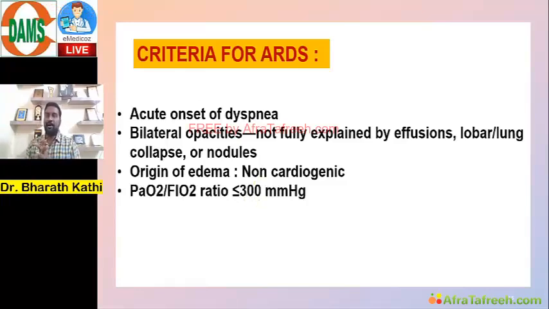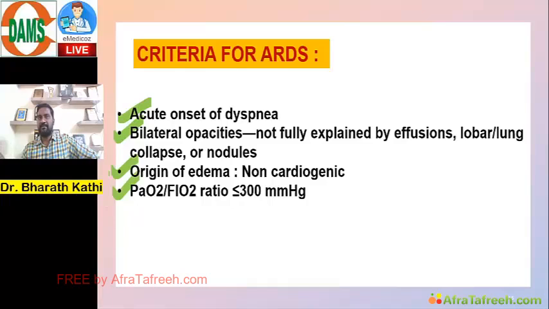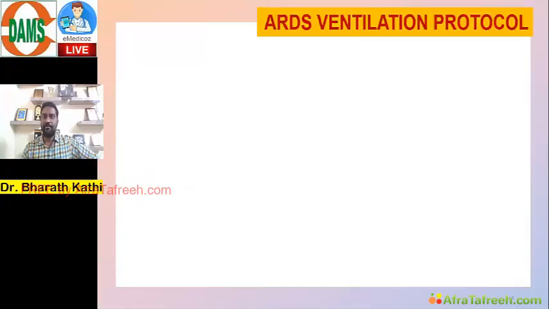You must be able to identify in a given clinical scenario: is this patient in ARDS? So what are the points? Acute onset of dyspnea, bilateral chest infiltrates, origin of edema non-cardiogenic, PaO2 by FiO2 ratio less than 300. ARDS is generally a very, very dangerous complication. Ultimately, the patient requires mechanical ventilation. And in this COVID scenario, because COVID ultimately lands a patient in ARDS, you should know the ARDS ventilation protocol as discussed in the class.